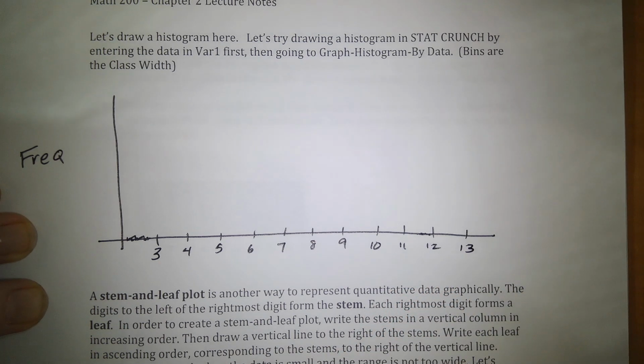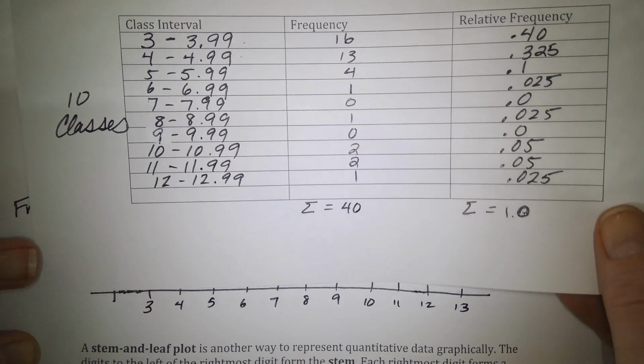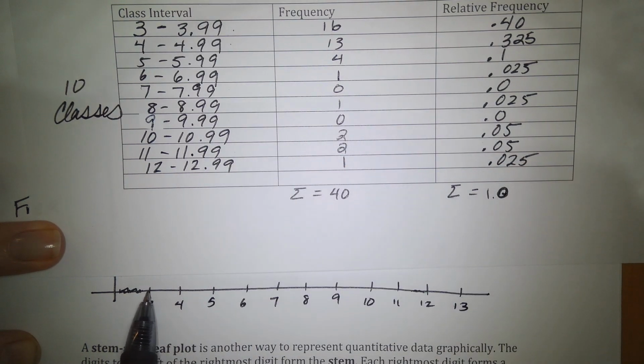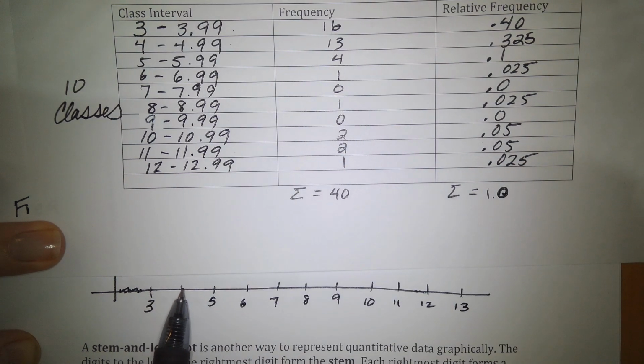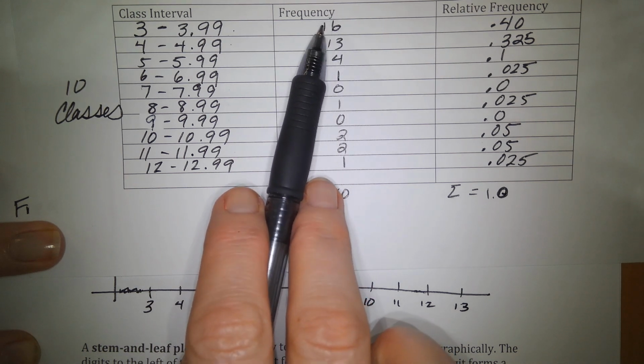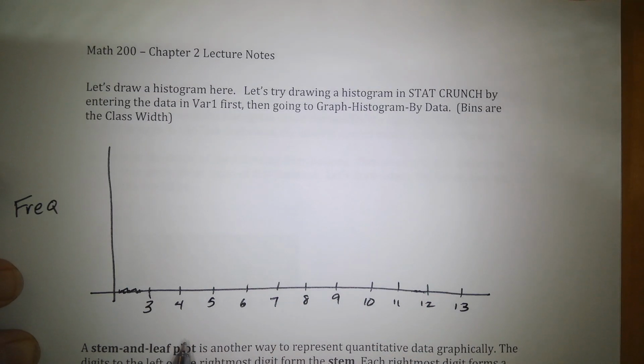Because remember, the largest class is 12 to 12.99. All right, so if we bring down the information that we had above, the first class interval we have is between 3 to 3.99, so just shy of the 4, and that needs to be as high as 16, and that's the largest bar, so I want to make sure my graph goes at least up to a height of 16.